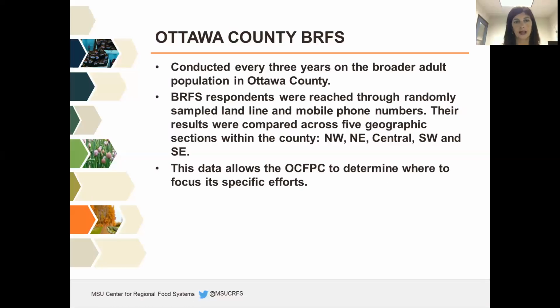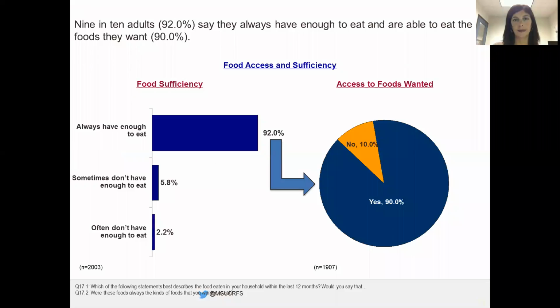The nice thing about this data is that the results were compared across the 5 geographic sections of our county. And we've found that this really allows us as a council to determine where to focus our specific efforts. We don't have as many people around the table as we would love to have, as you can probably relate to, and we don't have a whole lot of huge budget lines. And so it's really helped us, again, determine how to focus our specific efforts. And just to show you some examples, we do get some food access information from our county-specific BRFS.